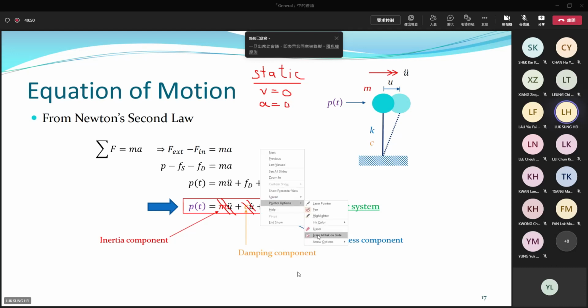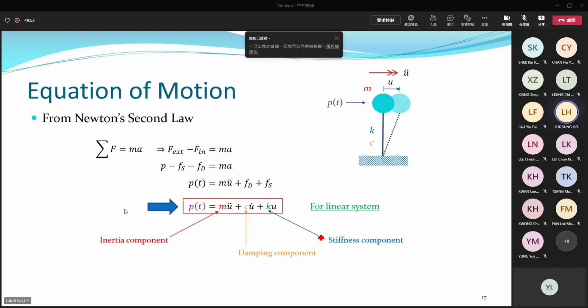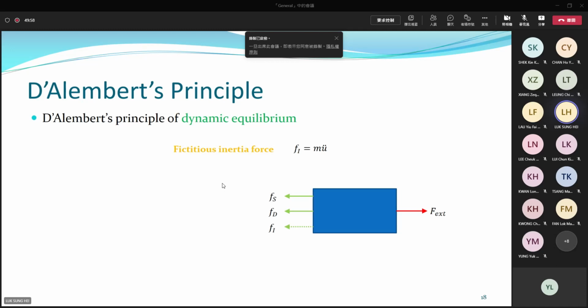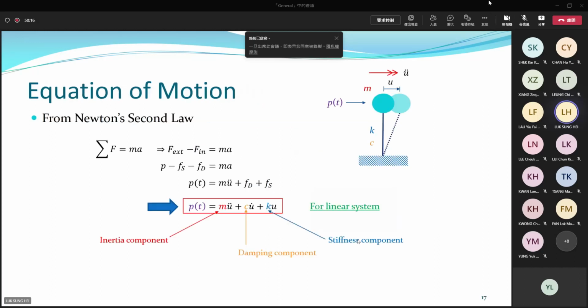But anyway, in these sections, we need to consider dynamics, so the system has velocity and accelerations. Otherwise, we have nothing to discuss. When you read the textbook, there is another principle to derive the equation of motion. You can derive the equation of motion using Newton's second law. That is what I normally use. But there is another approach called d'Alembert's principle. You can derive the equation of motion, this one, using d'Alembert's principle.